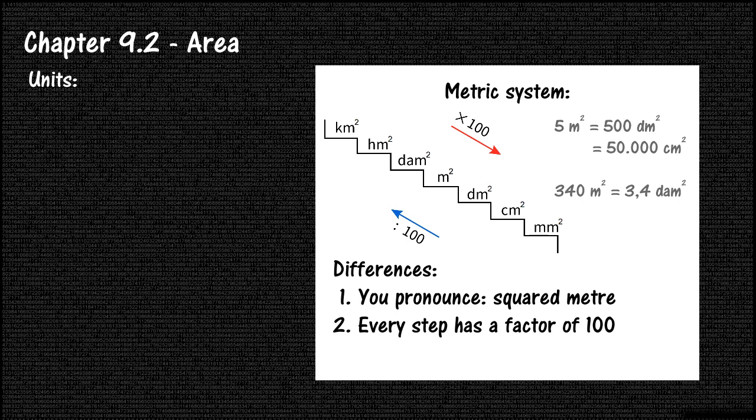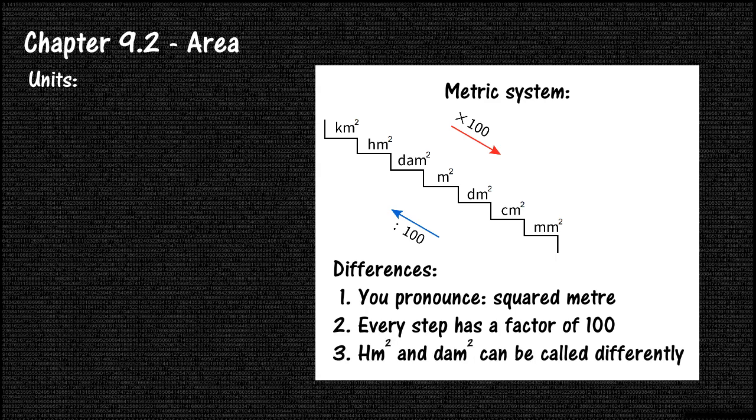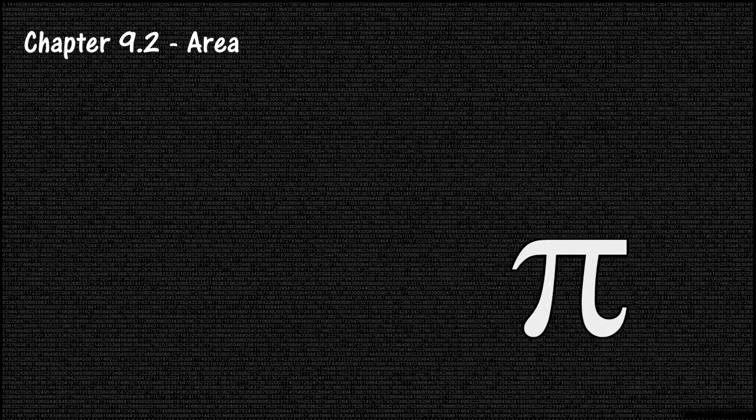Lastly, squared hectometers and squared decameters have received a secondary name. In agriculture, 1 squared hectometer is often called a hectare, with the abbreviation HA. The unit squared decameters is also called an R. Although the official symbol for R is an A, it's common practice to just write R as the unit. Just like the units of length, being able to rewrite the unit of area from one to another is an important skill, so make sure you practice it enough.